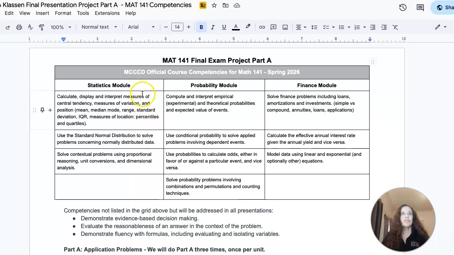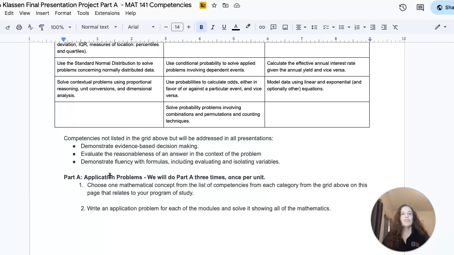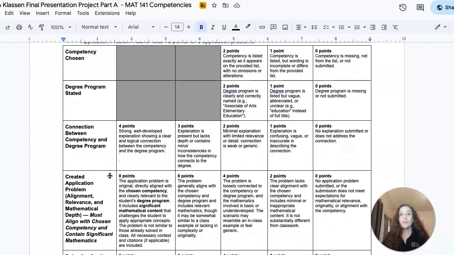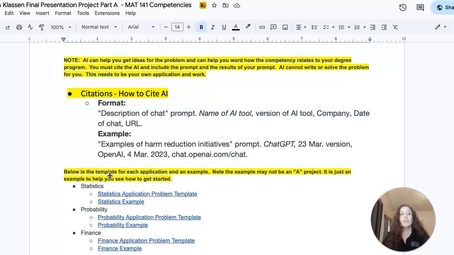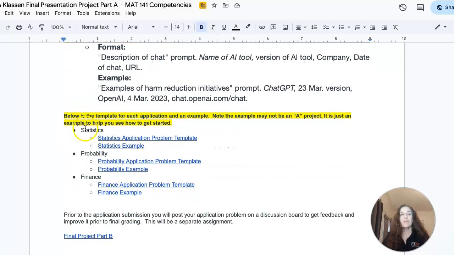So first, you're going to choose for statistics one of these three competencies, and then you're going to write an application problem. Here's your rubric for that here. You can use AI to help you get ideas, but AI should not write and solve the problem for you. This needs to be your application and your own work, and all work needs to be handwritten. You'll notice that for all three units, statistics, probability, and finance, I've given you a template as well as an example. So let's take a look at the template.